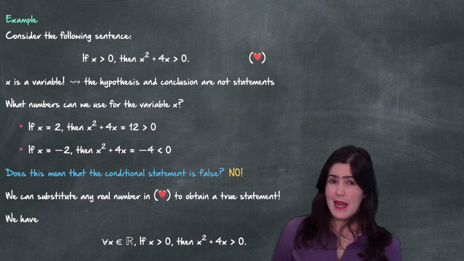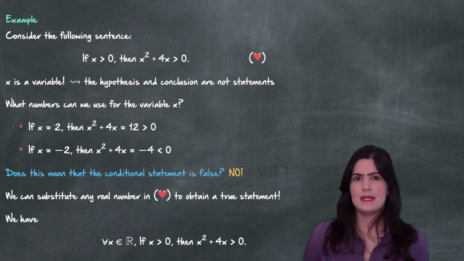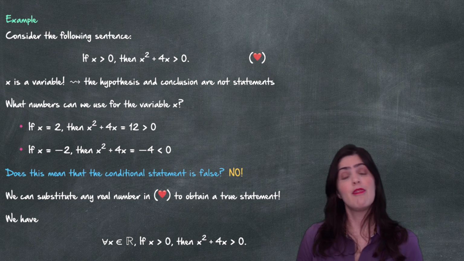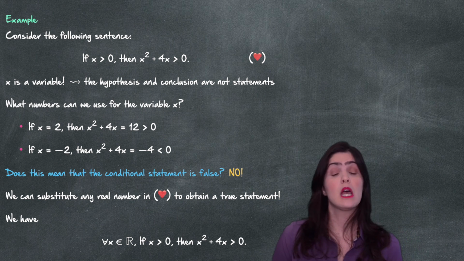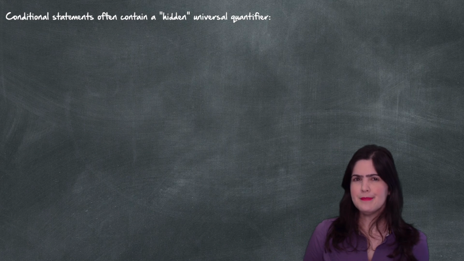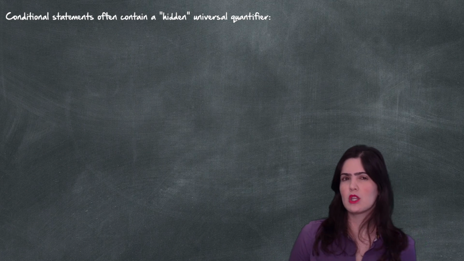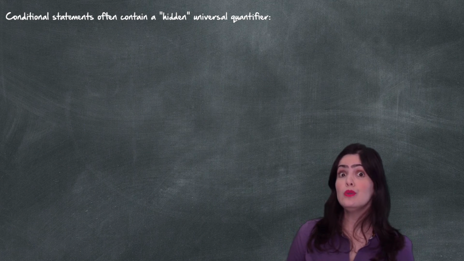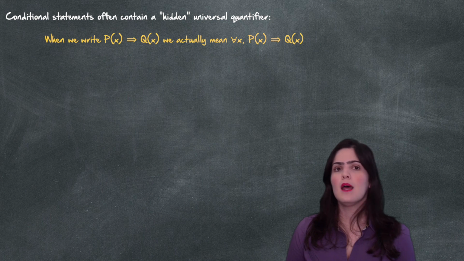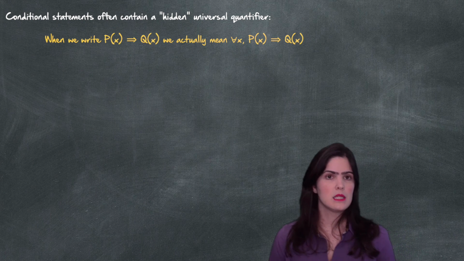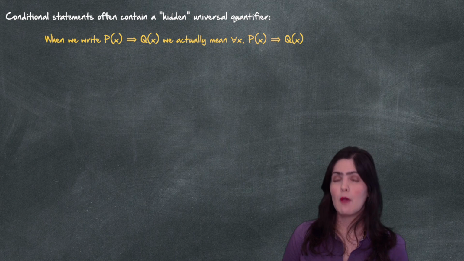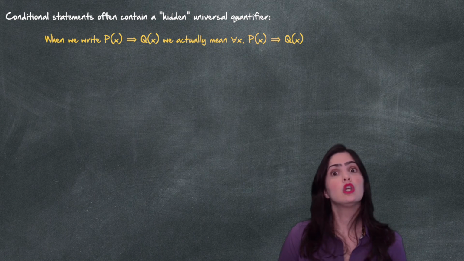So what we actually meant here is that for every real number x, if x is positive, then x squared plus 4x is positive. So what I'm saying here is that conditional statements often contain a hidden universal quantifier. When we write or say p of x implies q of x, we actually mean for every x, p of x implies q of x.